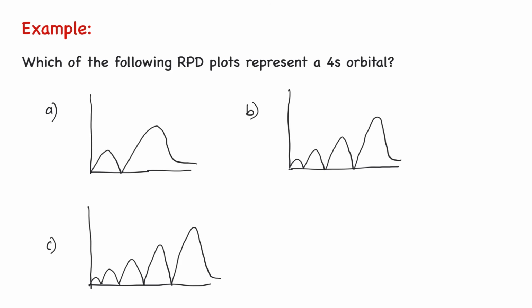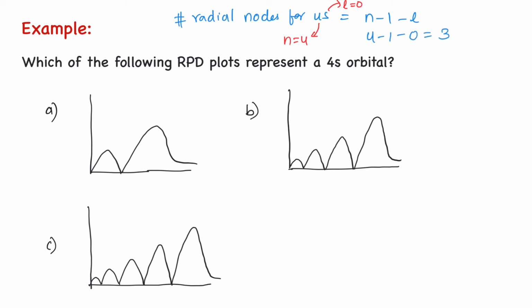First, let us calculate the number of radial nodes for the 4s orbital. The formula is n minus 1 minus L. The principal quantum number for 4s orbital is 4 and the angular momentum quantum number for 4s orbital is 0. If we plug in these values, we get 4 minus 1 minus 0, that is 3 radial nodes. And the RPD plot with 3 radial nodes in the following is option B.